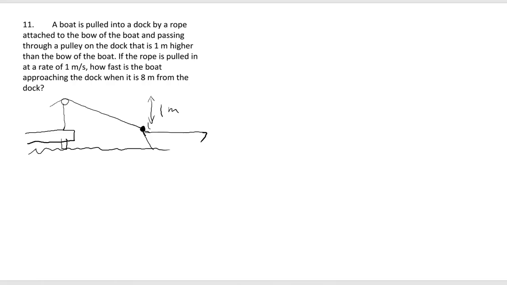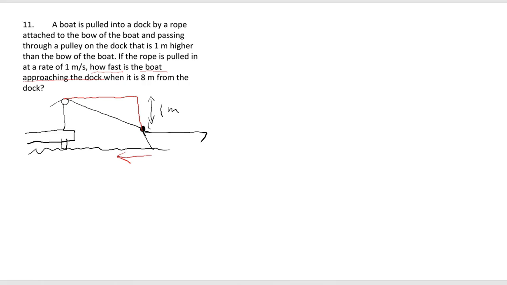Now what we're really seeing is this right triangle, because the question is asking how fast the boat is approaching the dock, which means we need to know the speed at which the boat is moving, so we need to know the change of this distance. This height is 1 meter, it's fixed, and this rate of change is given as 1 meter per second.